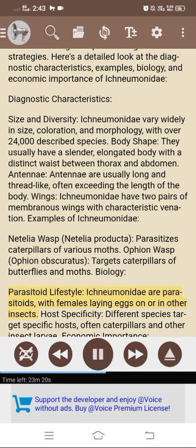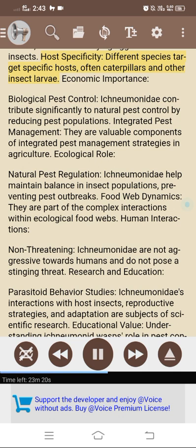Biology. Parasitoid lifestyle. Ichneumonidae are parasitoids, with females laying eggs on or in other insects. Host specificity. Different species target specific hosts, often caterpillars and other insect larvae. Economic importance. Biological pest control.